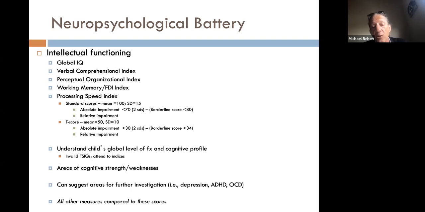Sometimes scores are also presented as T-scores, where the average would be 50 and the standard deviation would be 10. In that case, we're going to be very interested in scores less than about 35 to depict an absolute impairment. Again, I don't want to talk too much about that, but it's just a way to understand the scores.